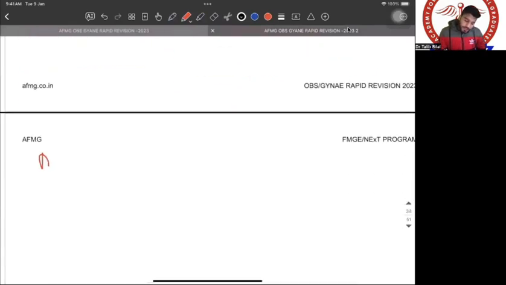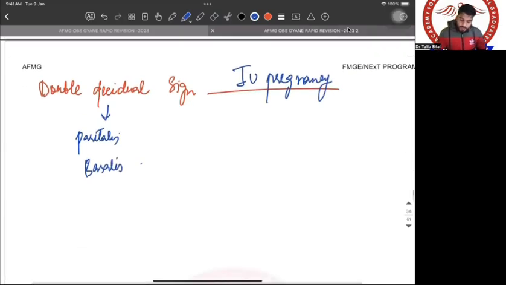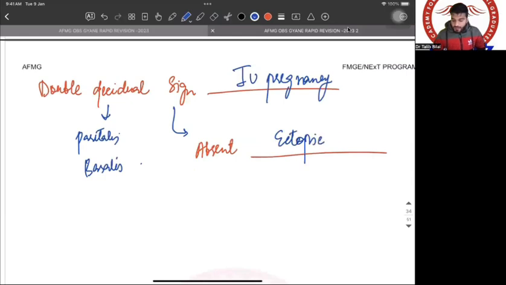If double decidual sign is present, this is called intrauterine pregnancy. That means the pregnancy is inside the uterus. This double decidual sign is due to the parietalis and basalis. Remember, if double decidual sign is absent, then it's a diagnosis of ectopic pregnancy.